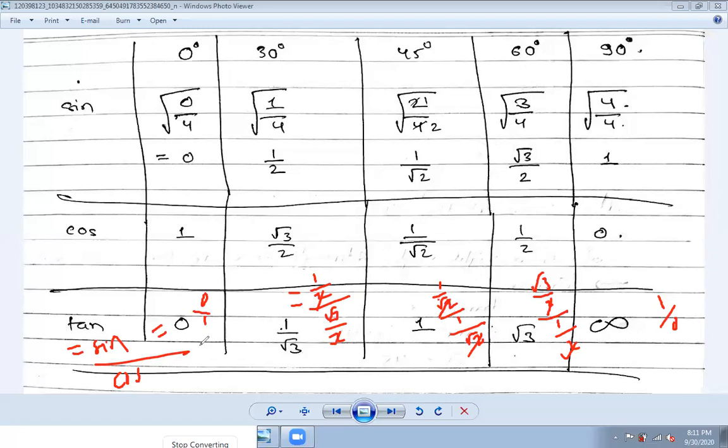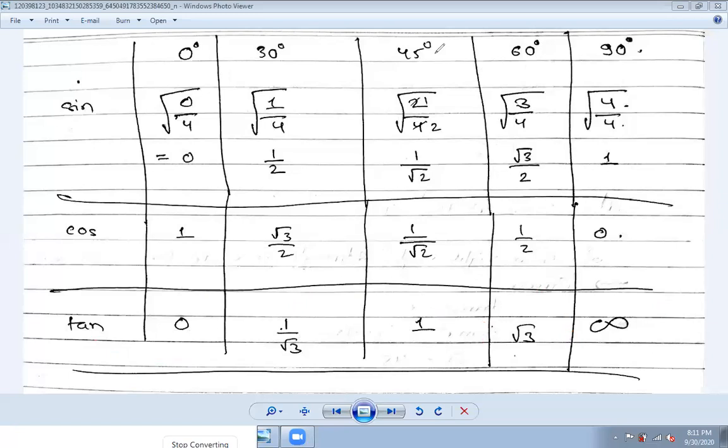So how to remember 0: 0 infinity, first number 0, last number is infinity, the middle number is 1. Then root 3 needs to be remembered: 1 by root 3 on this side, root 3 on that side. So 60 is root 3 and 30 is 1 by root 3. In that way we need to memorize. Now after that, let us go to the next number.